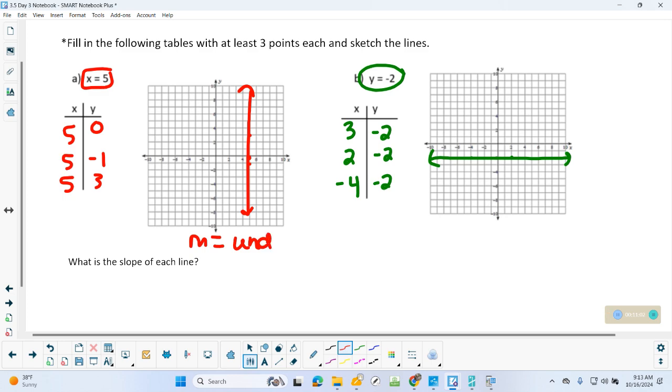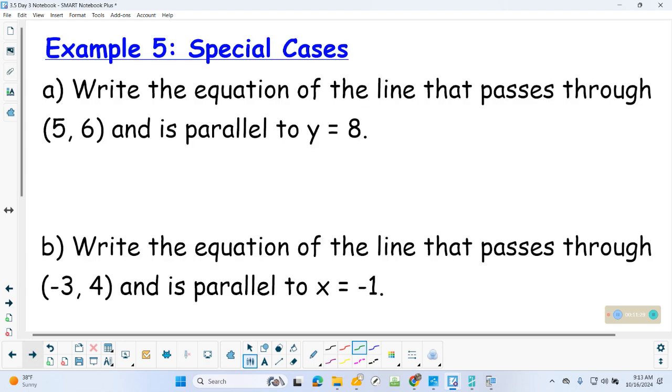Undefined. All vertical lines have a slope undefined. Of course, the reason why is you don't have a run. You would have 0 in the bottom, whatever over 0. What is your slope of all horizontal lines? 0. Because of course you don't have a rise, you only have the run. All right, just a little review of that stuff. Any questions on that? All right, we're cruising on here.